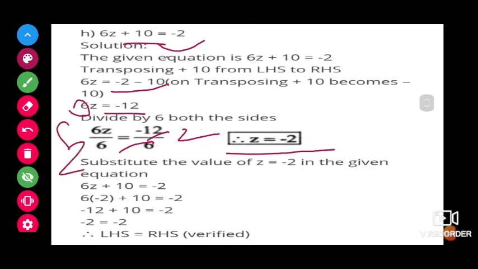Even from here, you can continue either way, either the balancing method or the transposing method. If you are using the transposing method, use the transposing method only, children. No need to go again for the balancing method. Okay.